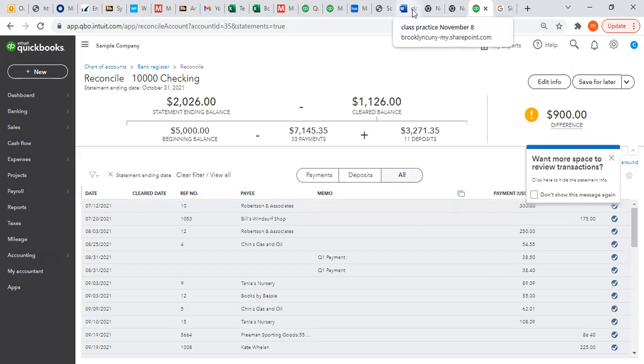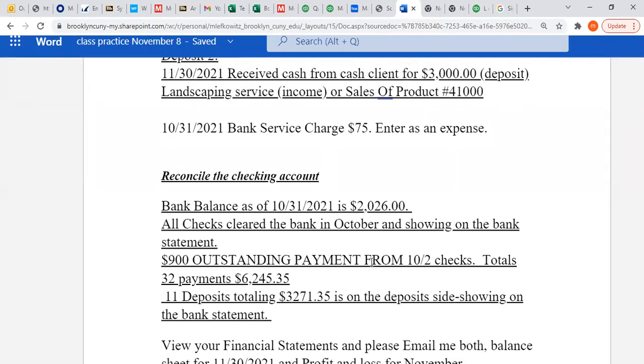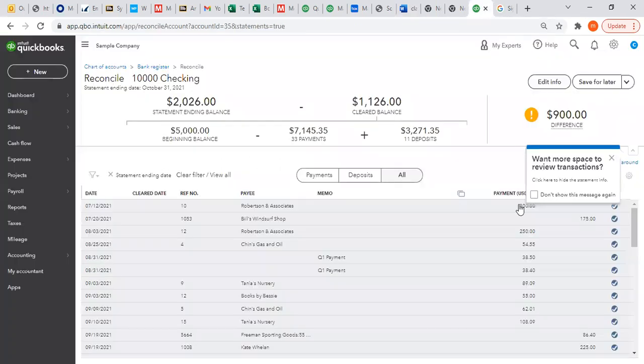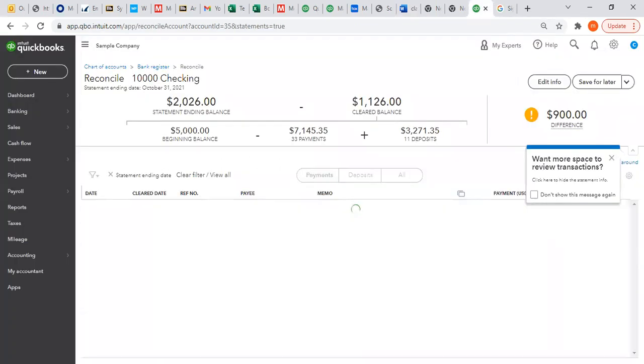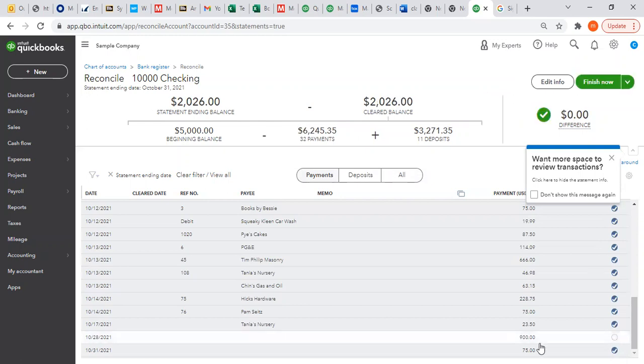And I gave an explanation about this $900. Exactly, that $900 is outstanding. It's a payment of $900 on October 27. So if you look at payments, look at the list, we're looking for 900 that's outstanding. You would see it on the bottom, 900, and you uncheck it. That's what it means, outstanding. $900 on October 27 or 28, depends on the date.